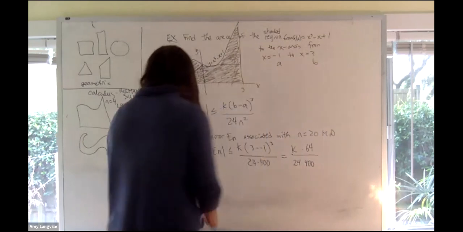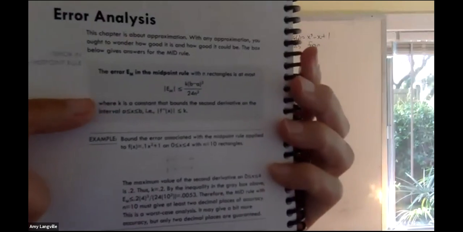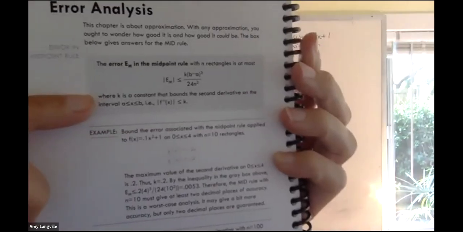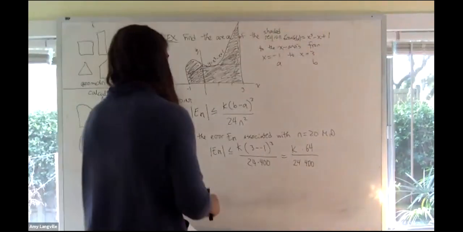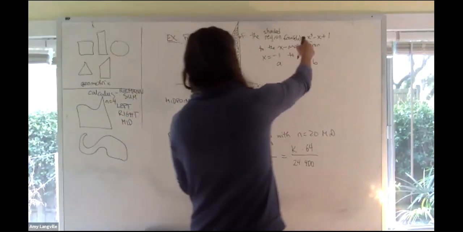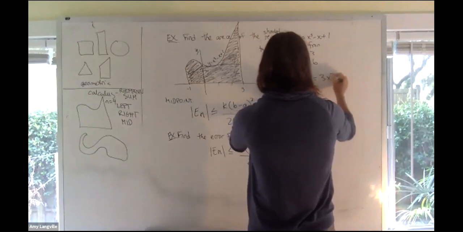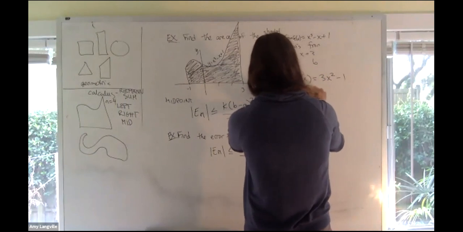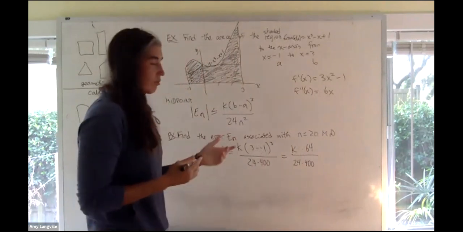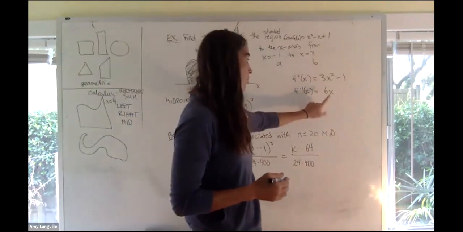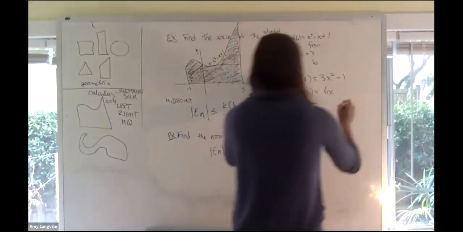Now K, if you look in the box, the error rule, K is a bound on the second derivative of your function. So we got good from book 1 at taking derivatives. Let's get the first derivative for our function. Power rule: 3x squared minus 1. The second derivative is 6x. Now K says, on the interval from -1 to 3, what's the biggest value 6x could take? You could actually think about this graphically.